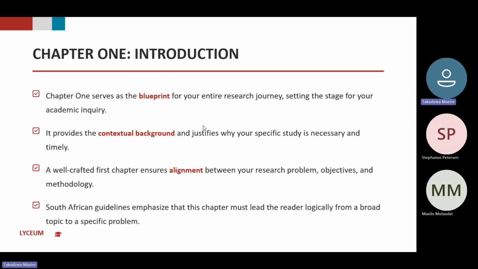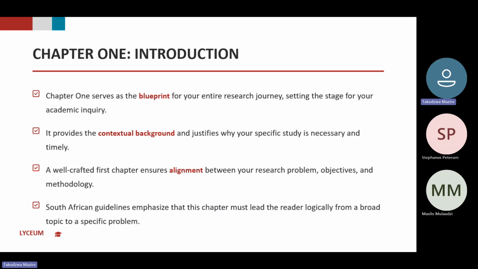It's more than just an introduction. It is your research blueprint, right? This chapter sets a stage that provides important context, and it justifies why your research is not just interesting, but necessary and timely, especially within your local context. By context, I mean it depends on the research topic that you are researching on, but it contextualizes that landscape.